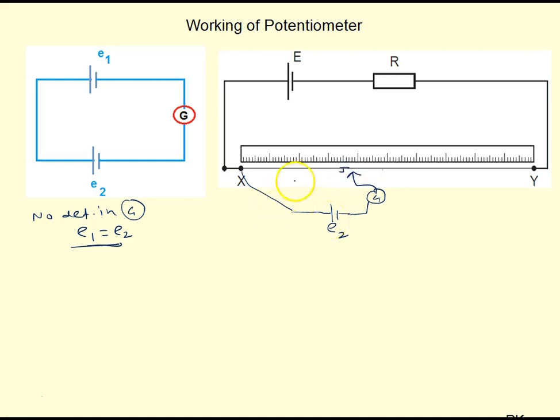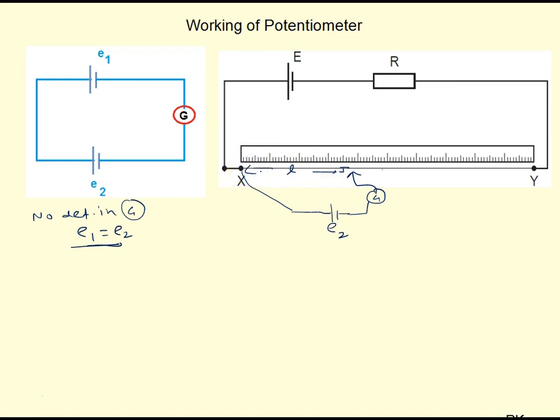When you move the jockey on this wire, you get a deflection. Again here you get a deflection, but in the opposite direction. It means somewhere on this wire you will get no deflection in the galvanometer. Suppose when the jockey is at point J there is no deflection in the galvanometer, and this length is L.